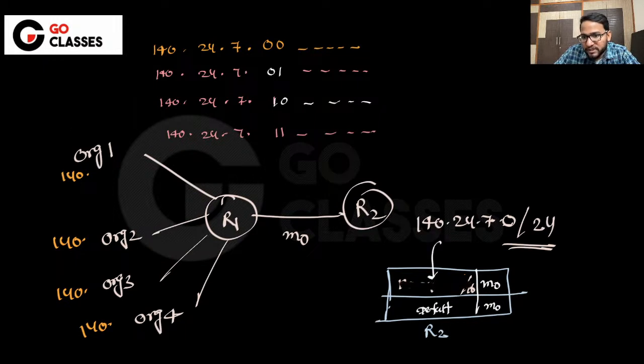But can I be more precise? Let me know. More precise means, can I say that as long as it's starting from 140.24.7, I will send it to R1? But can I be more precise? The answer is no. You can be at most this much precise, right? So this is the answer. Now, don't worry, we have not completed this Supernetting. I will tell you many interesting things.